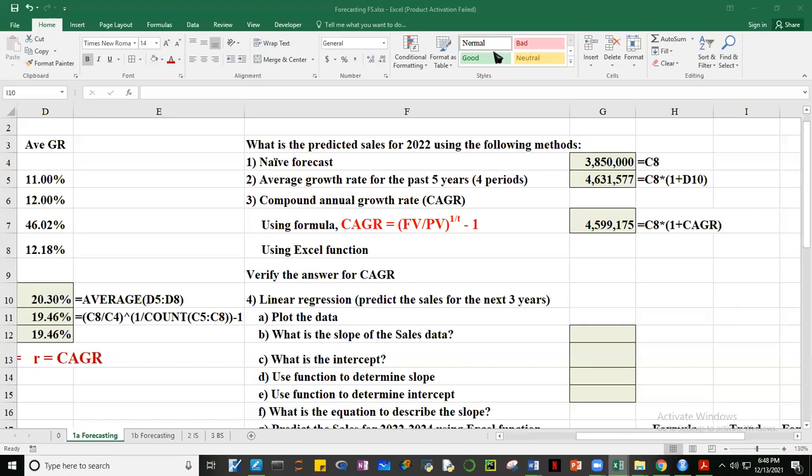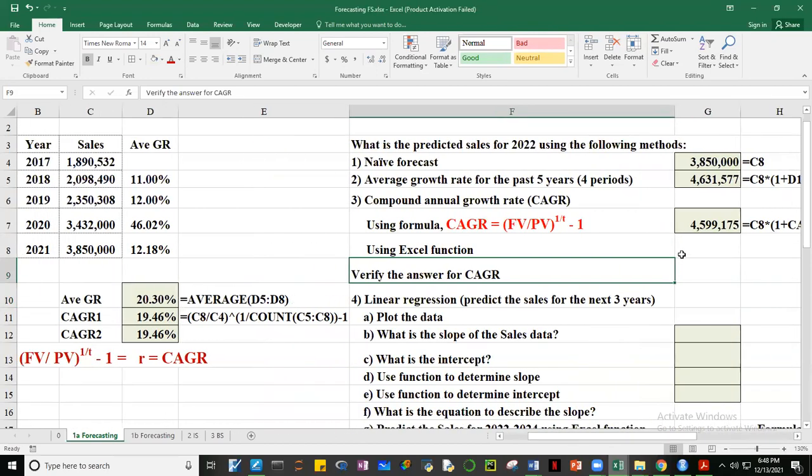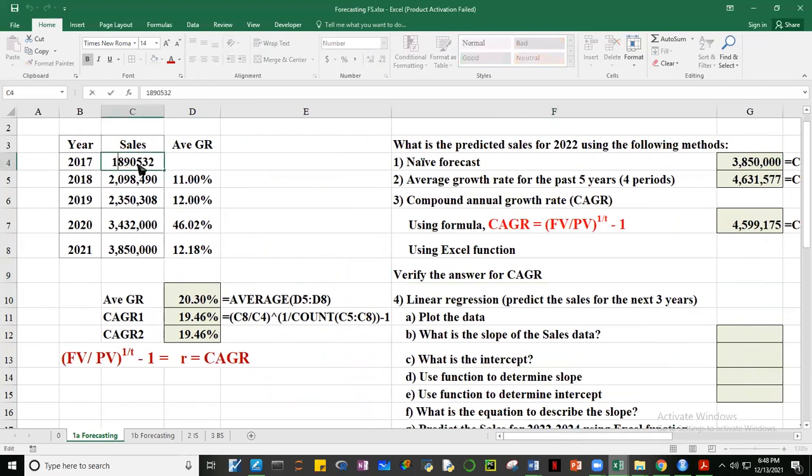Okay. All right. Thank you so much for your feedback. Good. Okay. Now, ito naman guys, verify the answer for your CAGR. Let's check if our CAGR is correct. Okay, because CAGR means you start with the sales at the start of the period, and then you let it grow by your CAGR, and then it should end exactly in 3850.